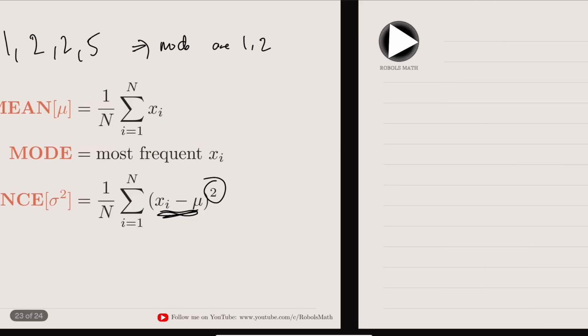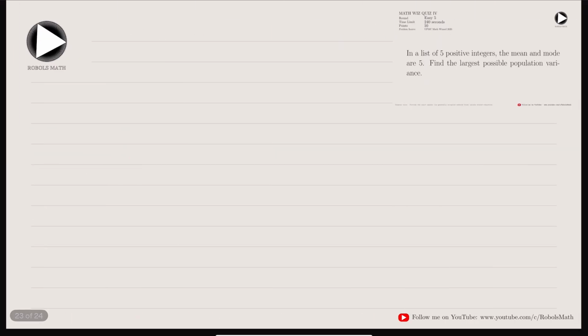Now for the given problem, we are given that the mean is 5 and the mode is 5, which means that in the set, we have something like blank, blank, 5, 5, and then blank, where these three blanks are distinct. Otherwise, we'll have a mode that is not necessarily just 5.